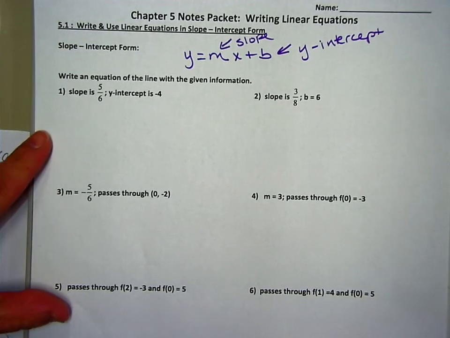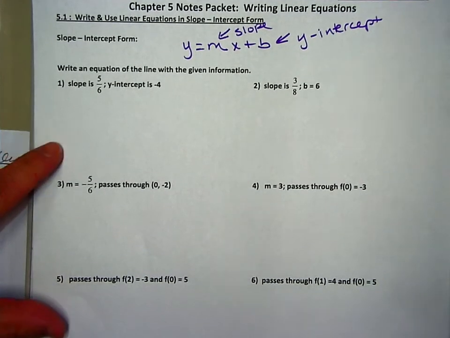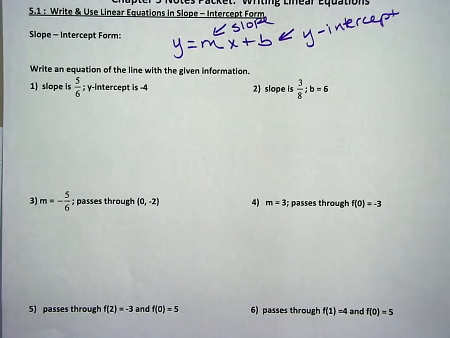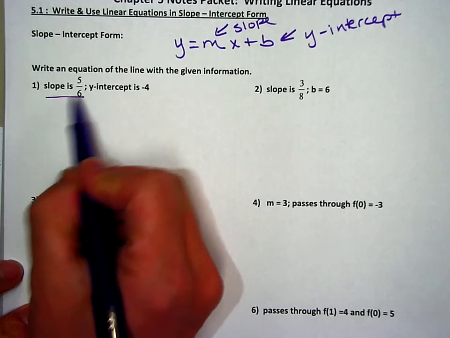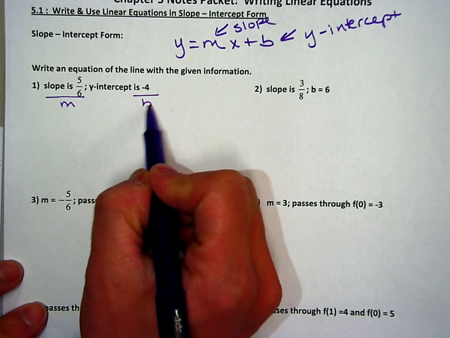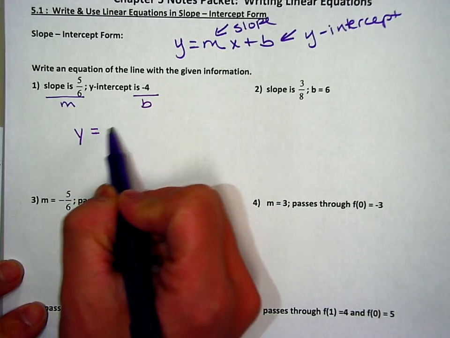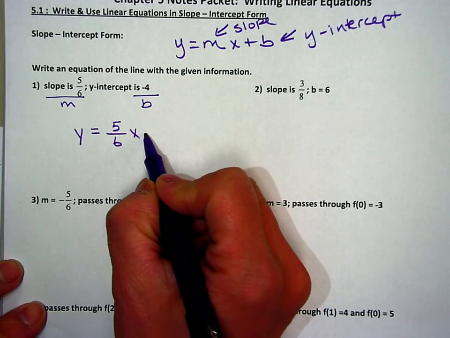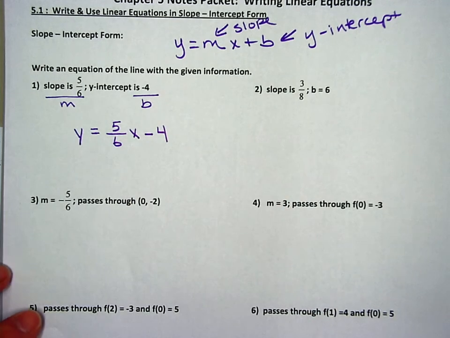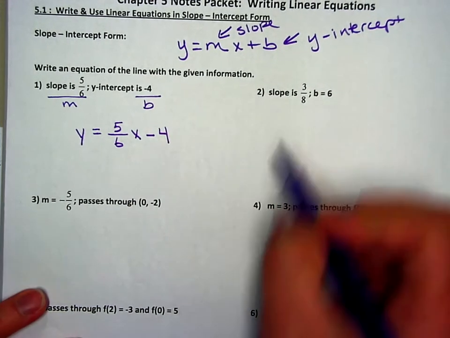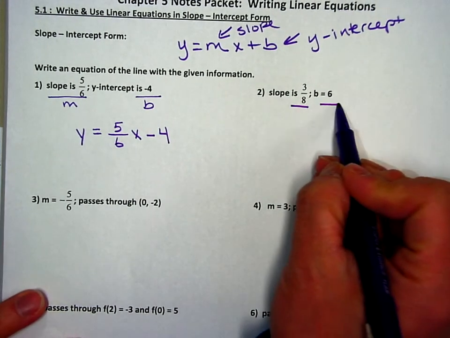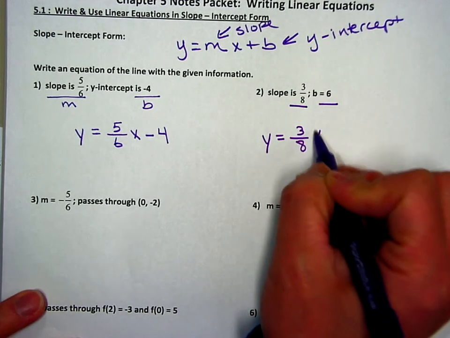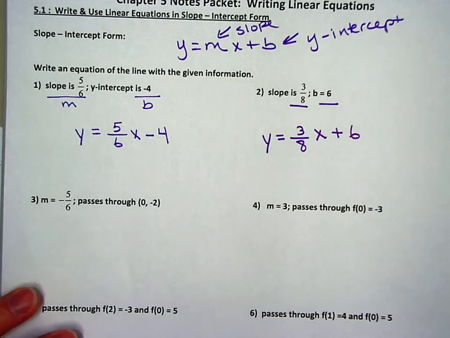So the first question says, write an equation of a line with slope 5/6 and y-intercept -4. So I'm going to just plug this in for my m, plug this in for my b. So my equation is y equals 5/6x. You can write plus -4, or I'm just going to write it as -4. Same thing with number 2. There's my slope. There's my y-intercept, y equals 3/8 x plus, there's my y-intercept of 6.